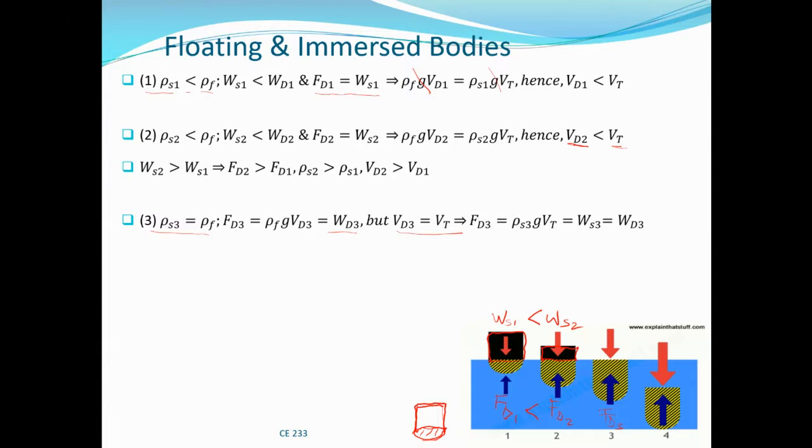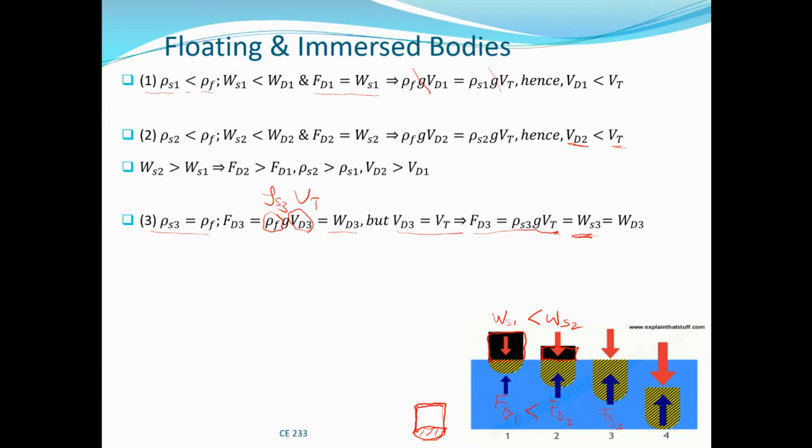While in this case, if it is completely submerged within the fluid, FD3 is equal to rho g Vt. But remember Vt is equal to Vd3, even when it is just completely submerged. So we can replace Vd3 here with Vt. And remember, the densities are equal, so we can replace rho F with rho S3, the density of the ship. When we do that, the buoyant force is equal to this, and this is exactly equal to the weight of the ship.